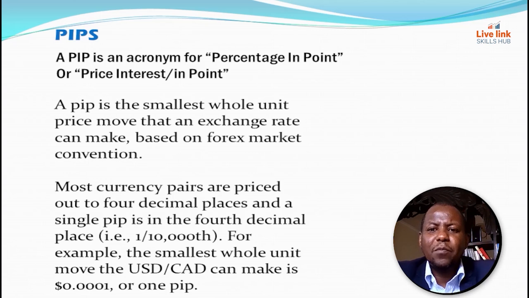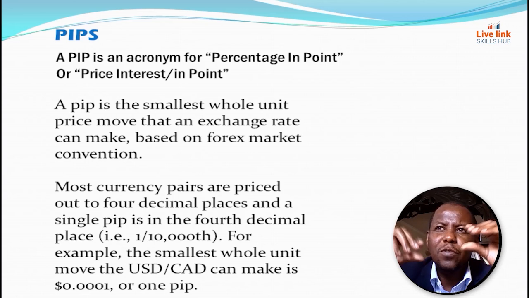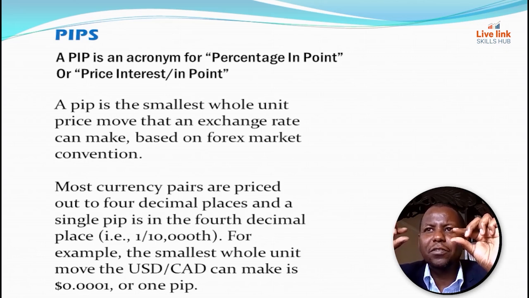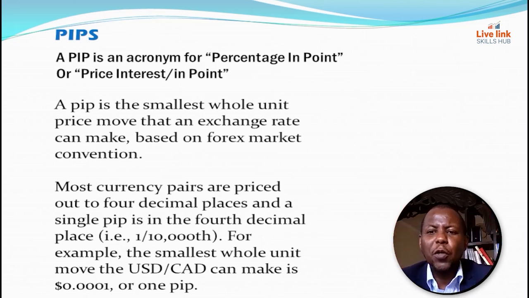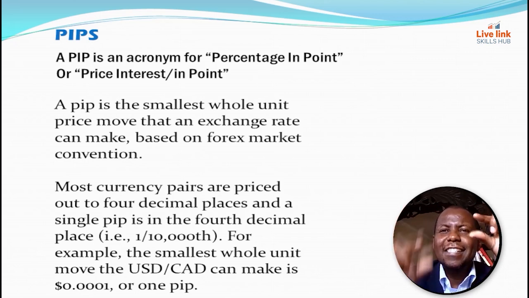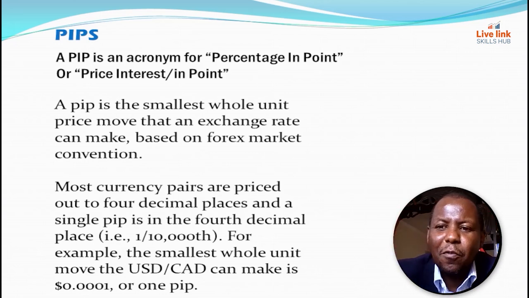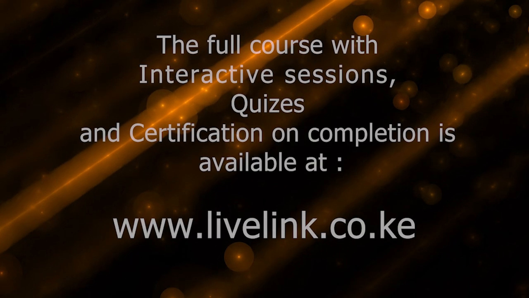What we're saying is that the movement of currency usually involves very minute fluctuation. But that minute fluctuation is what makes money or loses money in the forex industry. So you need to understand the value. What do we call a pip? What we call a pip is 0.0001, the 4th decimal. It's a very small fraction of movement that makes money.